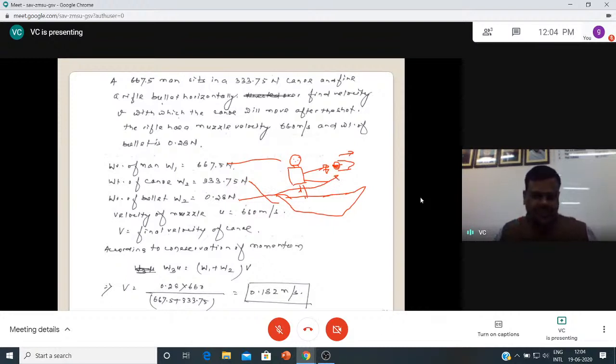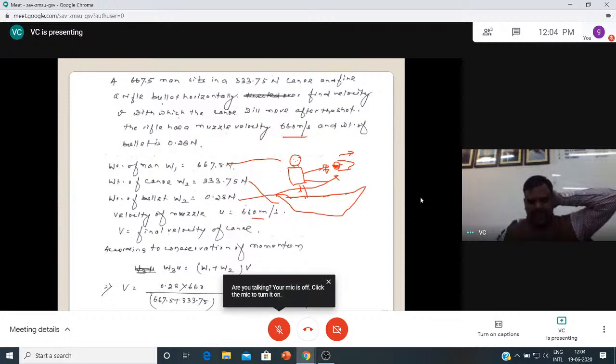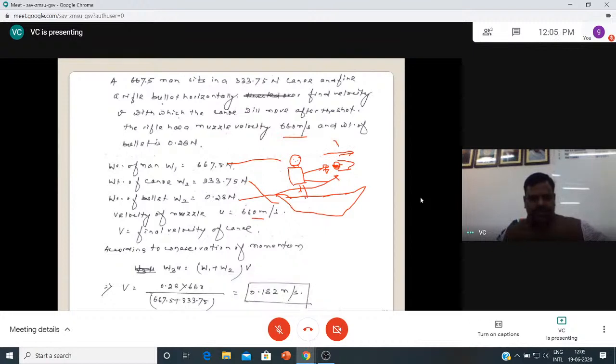Okay. The muzzle velocity of the rifle is 660, this velocity. This is velocity V, and this is velocity U. So now what we have to do: first take these two as one system. Now according to the conservation of momentum, W3 U. This is W3, the bullet weight, and this is W1 and this is W2.